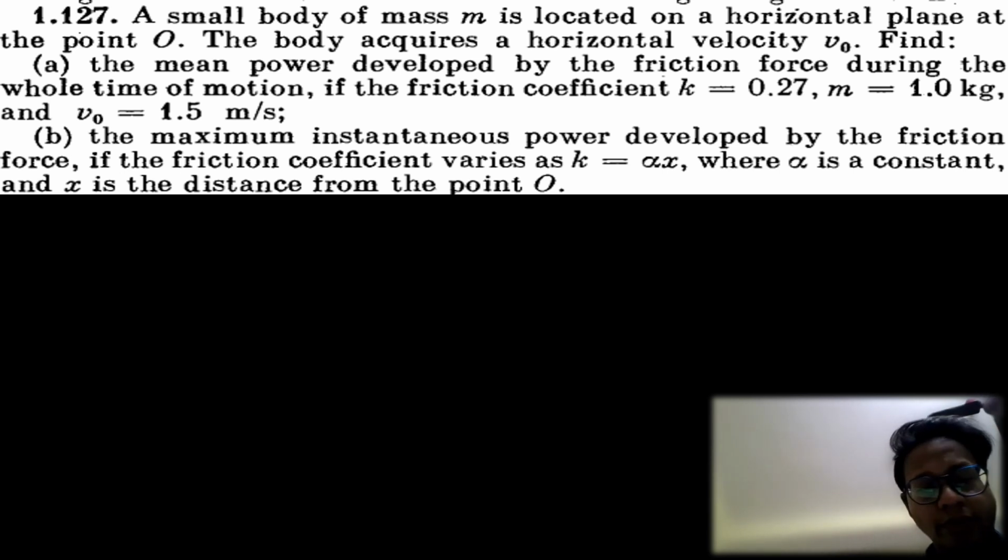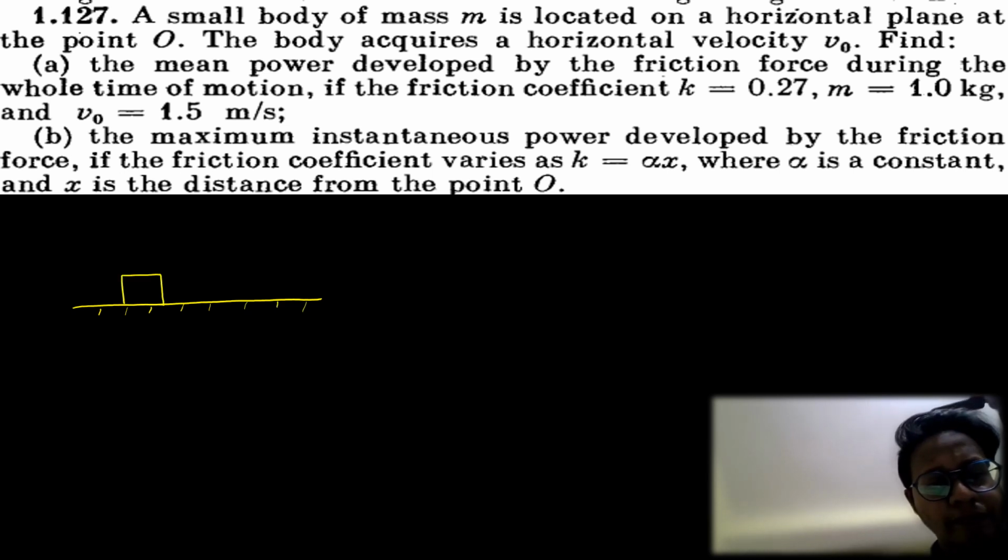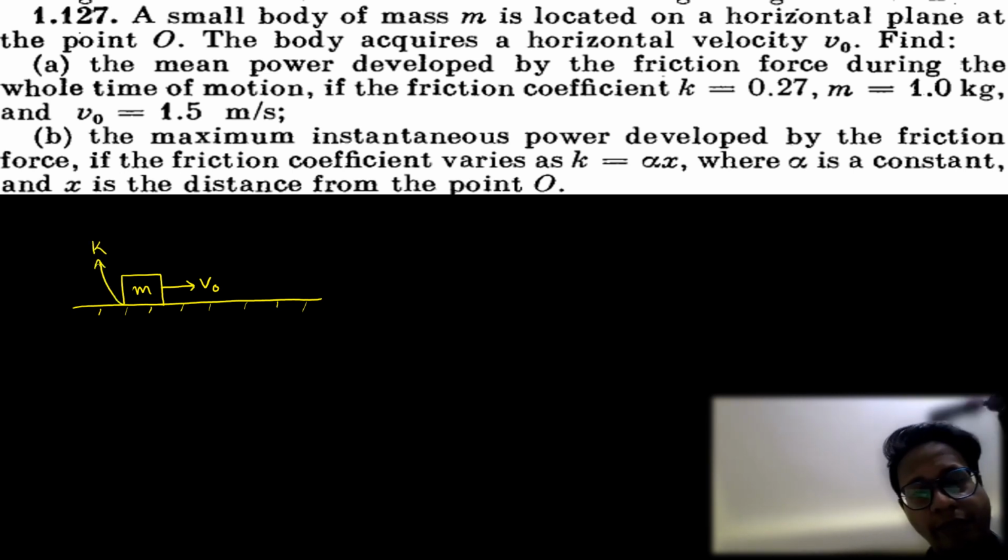In this question, there is a ground. On top of this ground, there is a block of mass m, which has an initial velocity of v naught. The coefficient of friction between the ground and the block is k. So what will happen? The initial velocity is v naught and the friction force acts on this block in the opposite direction, so friction will try to stop the block.